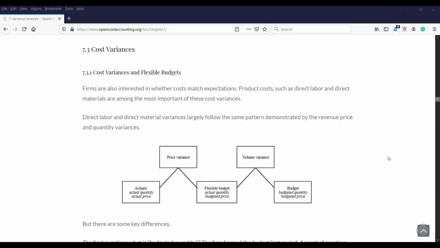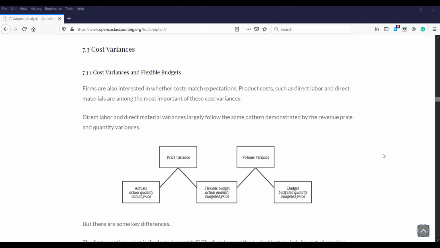Welcome to video 7-2. Here we're going to get into the cost variances. So we have three different general inputs we're talking about: direct materials, direct labor, and overhead. And each one of those can be broken down into a price and a quantity variance. And on top of that, we also have the volume variances, which is a whole separate issue that we get into with the cost side that we didn't get into with the revenue side.